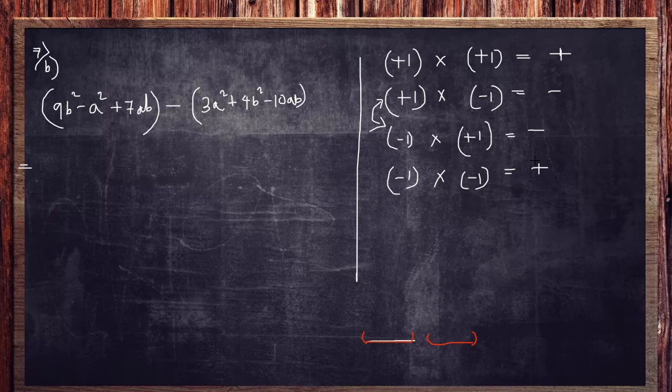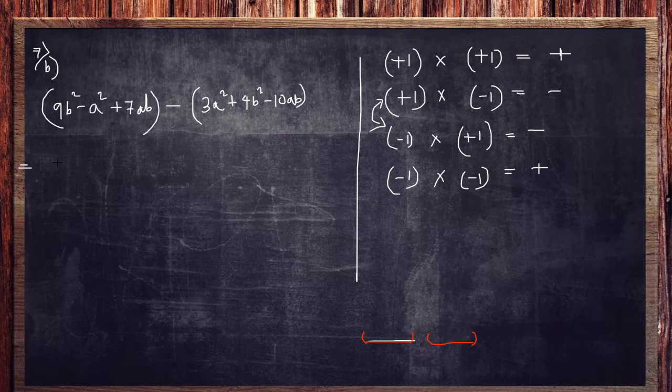And also remember one thing. Multiply the sign first, then multiply the number. After that, multiply the algebraic term. What I told you? Multiply the sign, then number, then algebraic term. Let me show you over here.